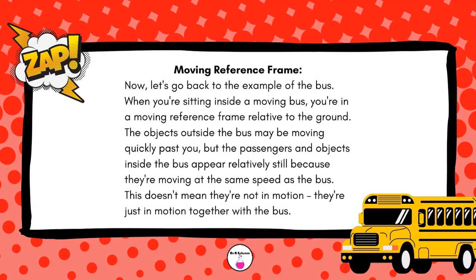Moving reference frame. Now, let's go back to the example of the bus. When you're sitting inside a moving bus, you're in a moving reference frame relative to the ground. The objects outside the bus may be moving quickly past you, but the passengers and objects inside the bus appear relatively still because they're moving at the same speed as the bus. This doesn't mean they're not in motion, they're just in motion together with the bus.